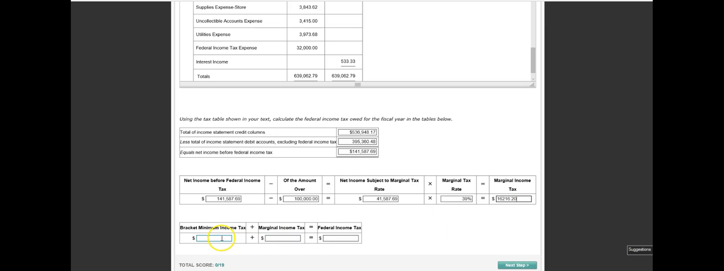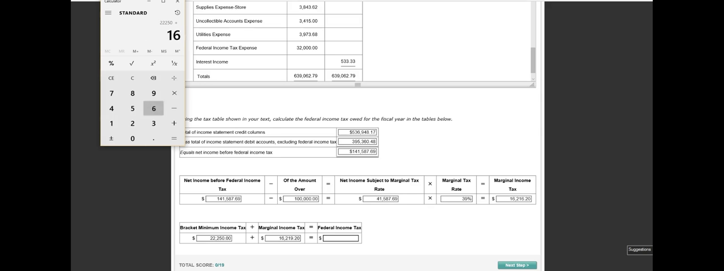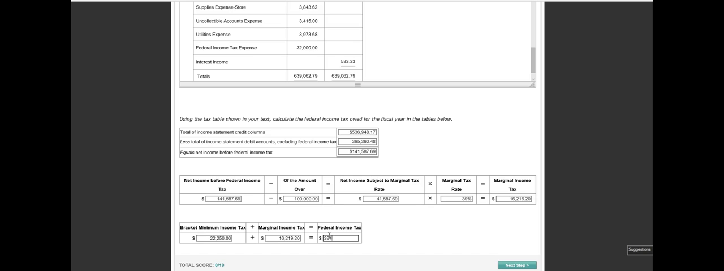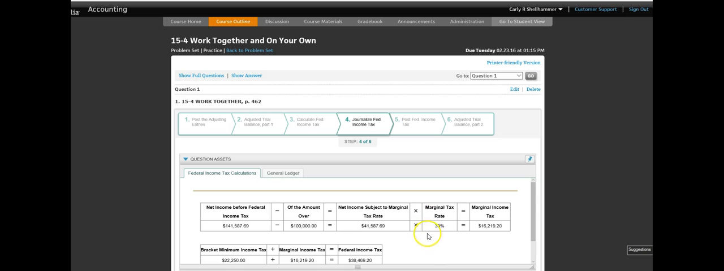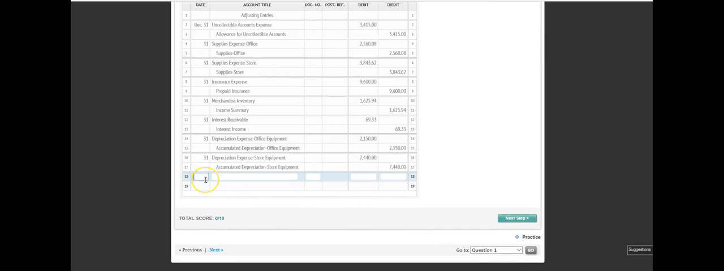Okay. Bracket minimum income tax from the book. Marginal income tax. Add those together. $38 for $69.20. Phew. Okay, next step. This is the longest work together ever. Okay, we got everything right there. Now we need to add that to our last line here.